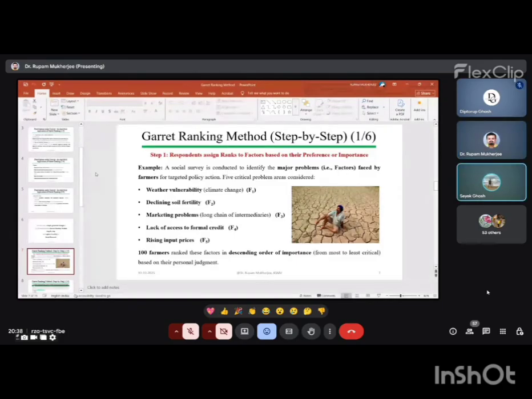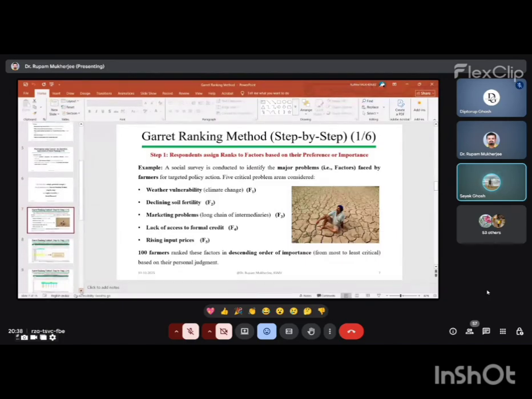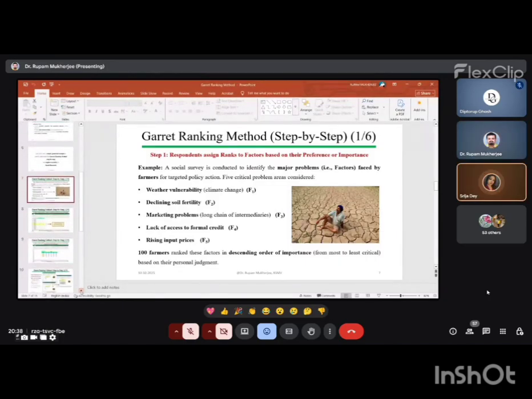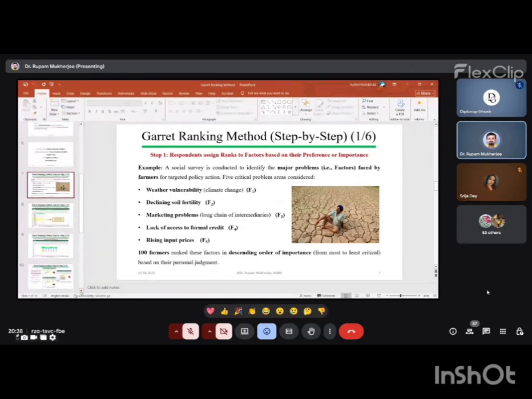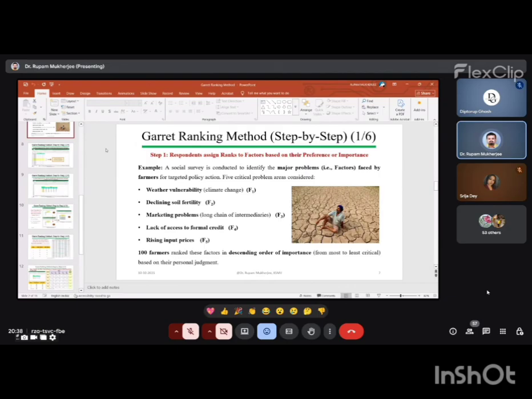Yeah, you can open your mic and interact with sir, so it will be great for us. Declining soil fertility. Very good, dear. So it can be one important factor. Any other response?